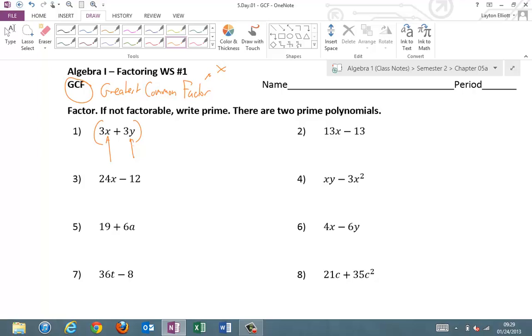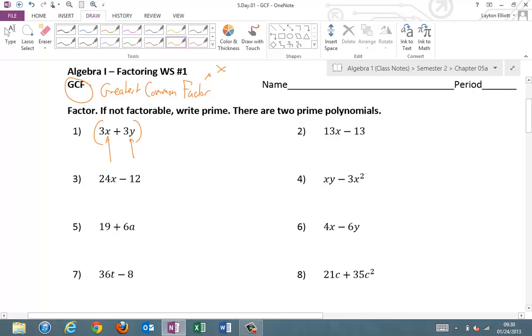Well, I'm looking at that 3x plus 3y, and I notice that the x and the y are different, but the 3 is the same for both of those. So it's almost as if I've taken an x and multiplied it by 3, and I've taken a y and multiplied it by 3. So I'd say that both of those terms have been multiplied by 3.